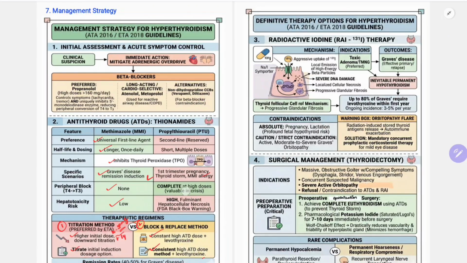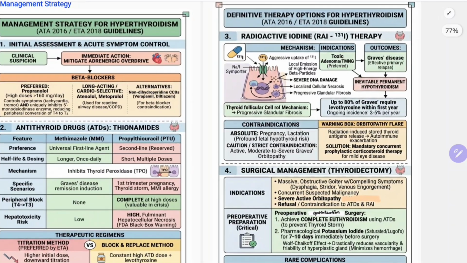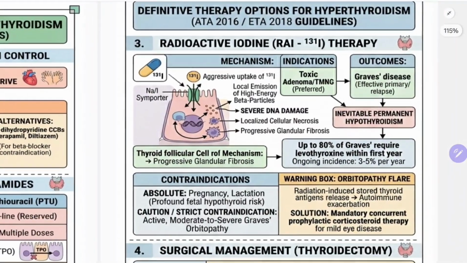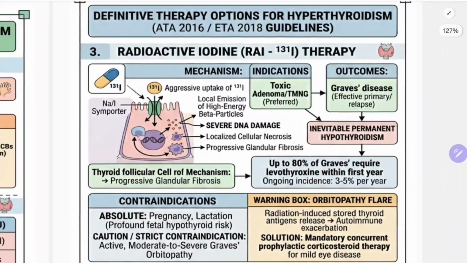So these are the management strategies of hyperthyroidism. Now, definitive therapy is two things. One is radioactive iodine and the second one is surgical management. Now you have given the thionamides to the patient.